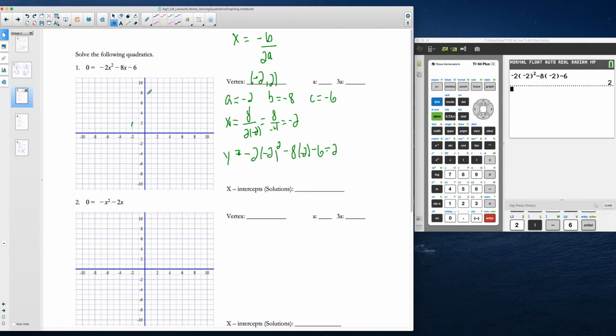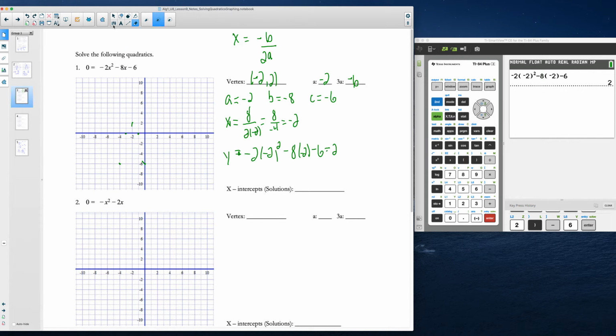Now, once again, we know our a value is negative 2, which means that 3a would be negative 6. So from here, I'm going to go down 2 to the right one, down 2 to the left one, and then down 6 to the right one, and down 6 to the left one. Let me clean this one up a little bit here.